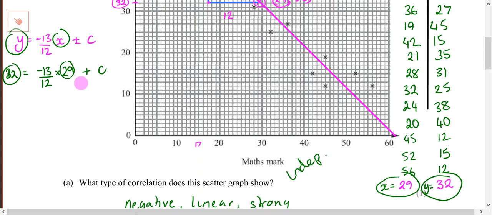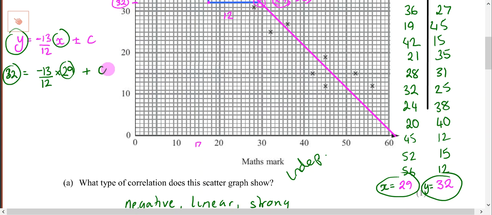So what I have to do is work this bit out first. Negative 13 divided by 12, then multiply by 29. But you have to do it for your numbers. Well, it's a bit tricky here. Just the rise and run, multiply. So you will then get something equals something plus c. You all good with that?